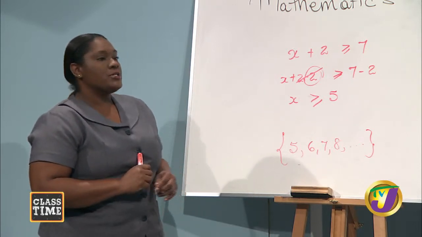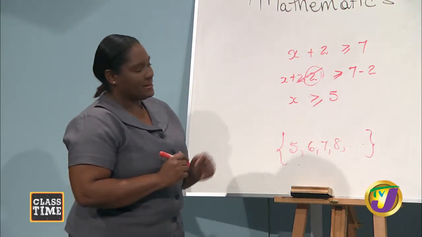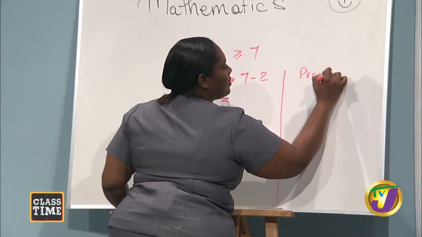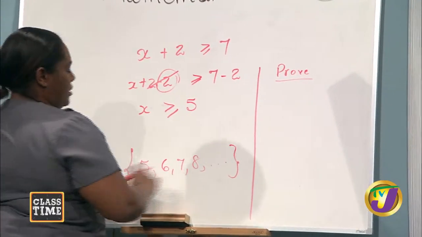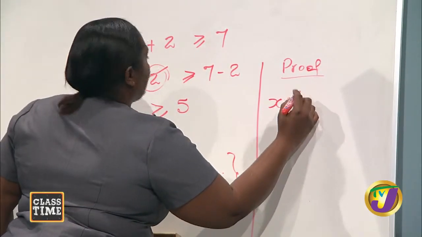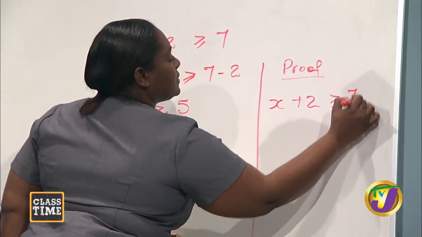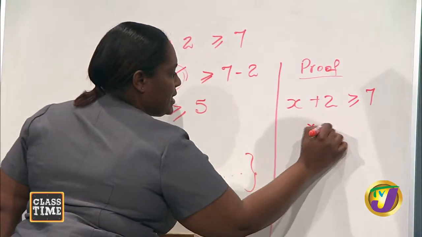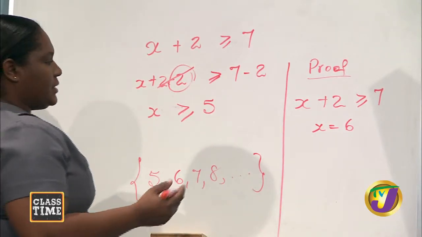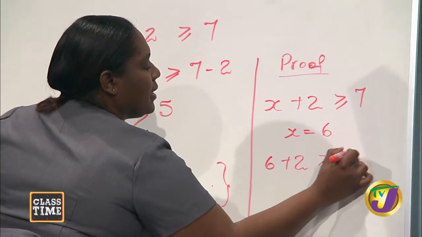Right, and we can go ahead and test that. I'm going to take, randomly, 6. I'm going to make a note that we are proving our solution, so it's a proof. The inequation we are working with is x plus 2 is greater than or equal to 7. We let x equal 6, so we substitute: wherever we see x, we put the 6.